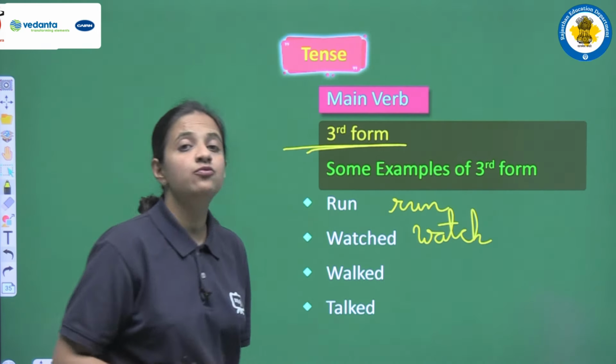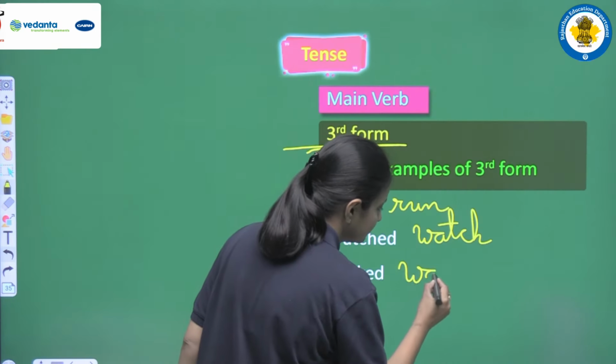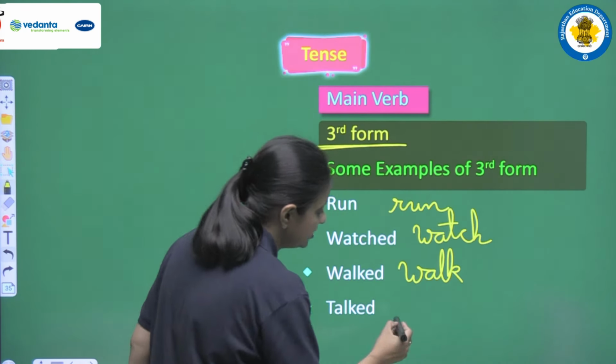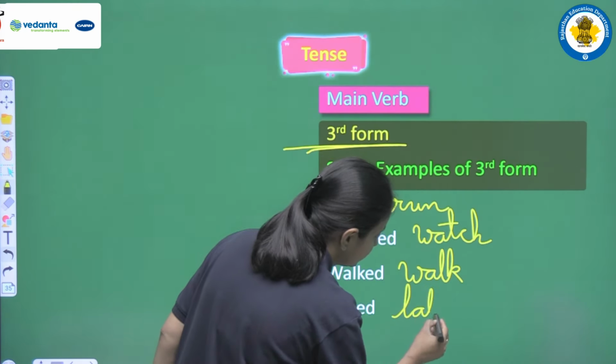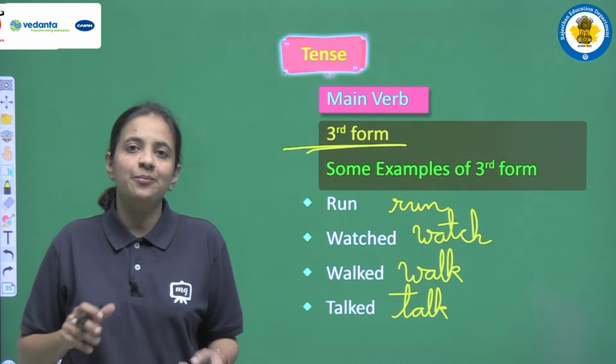Next we have walked. So yes, walked is the third form of walk. Next is talked. So talked is the third form of talk. In this way we have to use the third form of the main verb.